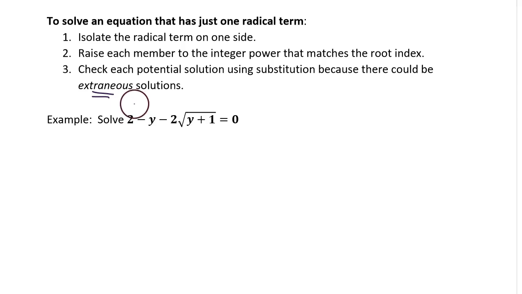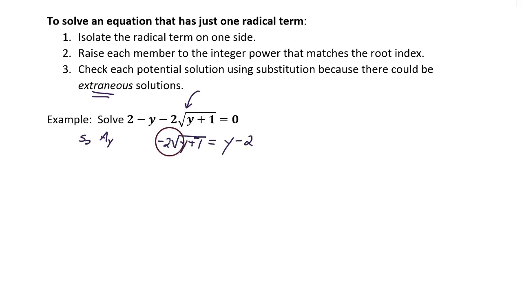So the first step was to get the radical term alone on the left side. Here's the radical term. So first we could subtract the 2. And we could add the y. So we have negative 2 square root y plus 1 is equal to y minus 2. We're moving the y to the other side by adding it. We're moving this 2 to the other side by subtracting it.